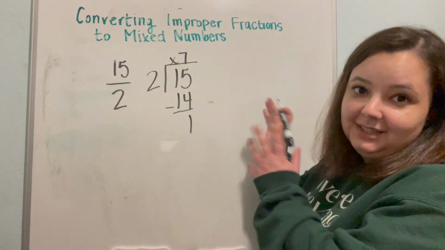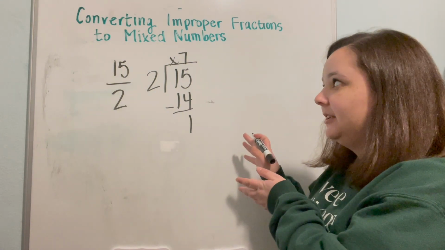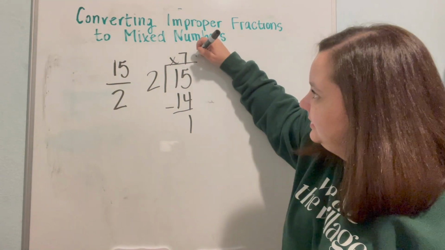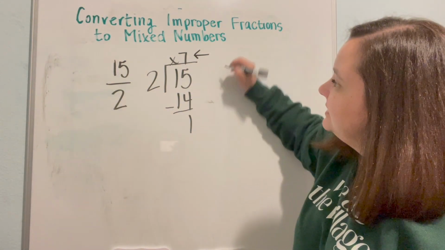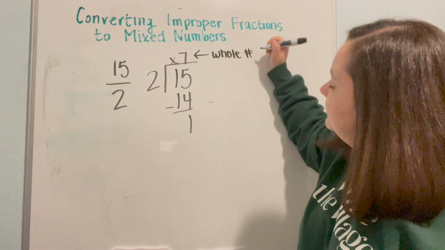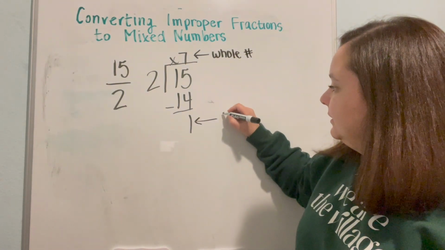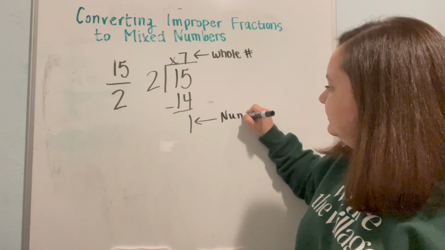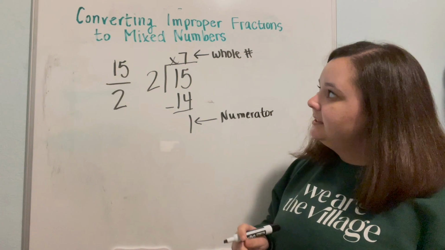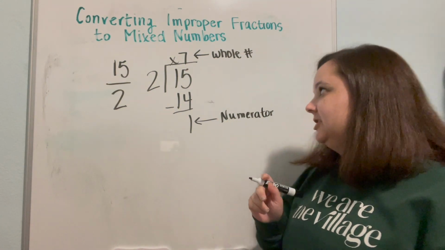Now, what do I do with this? In order to make this a mixed number, I need to know a few things. The first thing is that my quotient, the number right here, is going to be my whole number. And my remainder, which is right here, is my new numerator. And since we're dealing with a fraction here, my denominator is going to stay the same. It's not going to change.